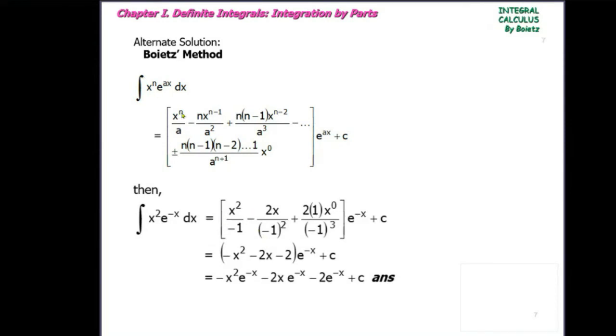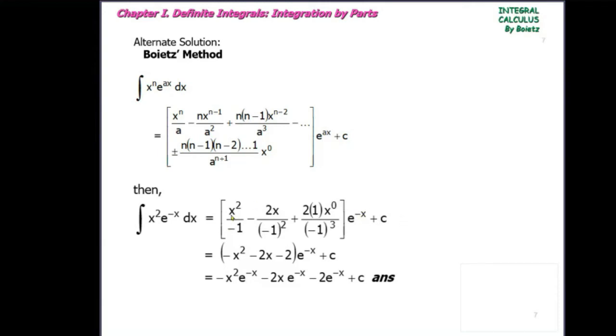your n is equal to 2, so magiging x squared over negative 1, di ba, no? Negative 1 yung a, then minus n times 2, then x to the n minus 2, or 2 minus 1 is 1. Okay, then divided by negative 1 square. Then minus ito, then plus 2 times 1, kasi 2 minus 1 ito eh, so 1. Then x to the 2 minus 2, which is 0, all over negative 1 cube. Then quantity e to the negative ax or negative 1x plus c.